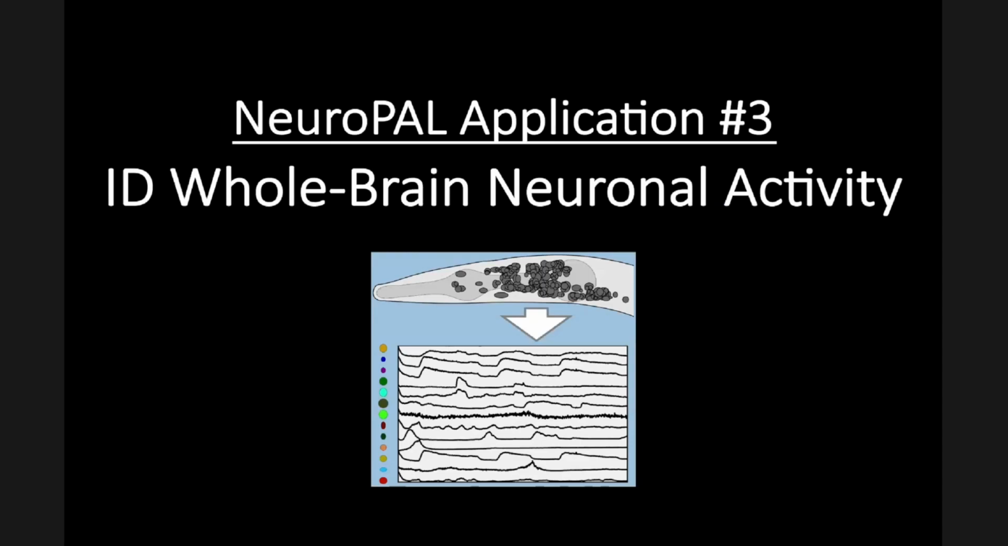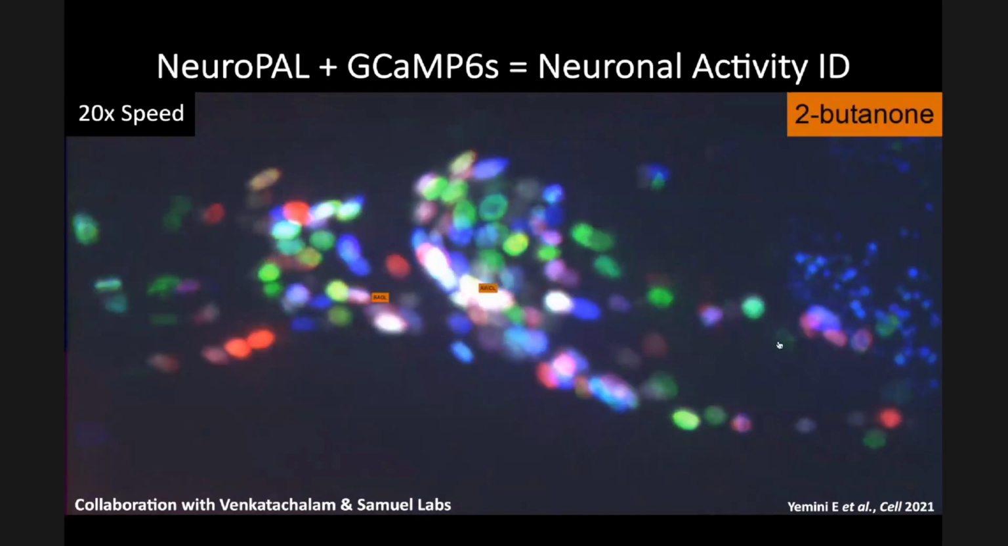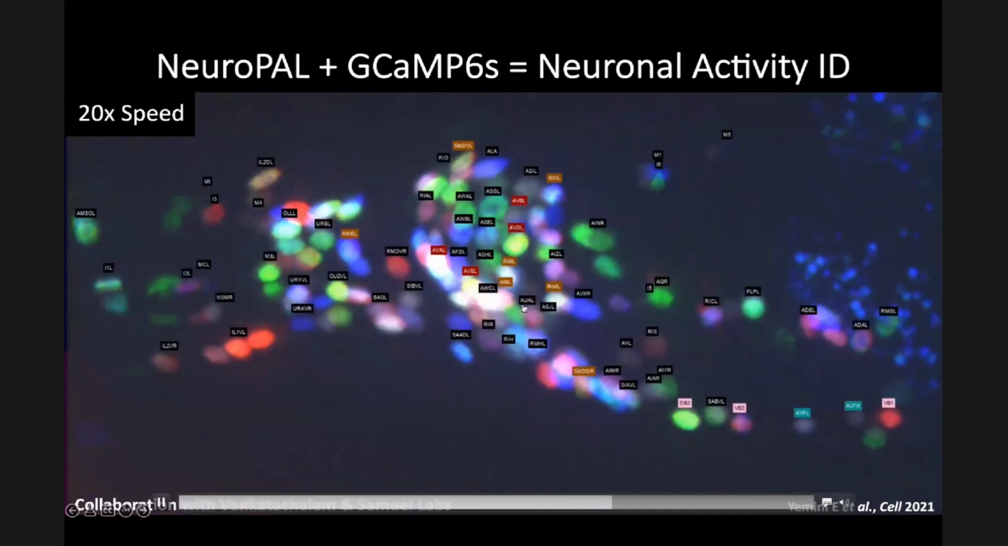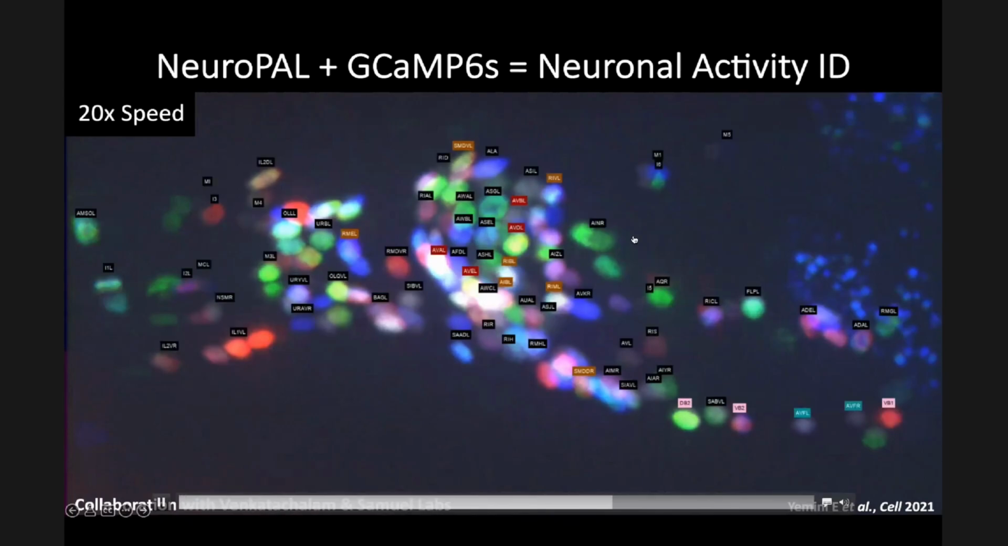And lastly, the third application I want to tell you about is identifying whole brain neuronal activity. And this is the work that I'm super excited about and the whole reason I built it. This is a NeuroPAL worm in a microfluidic device. First of all, you see the colors and we can identify the various neurons. The flashing lights you see here, this is GCaMP. It's showing us the activity of the various neurons. It's basically a GFP-based sensor for calcium that shows us neuronal activity.